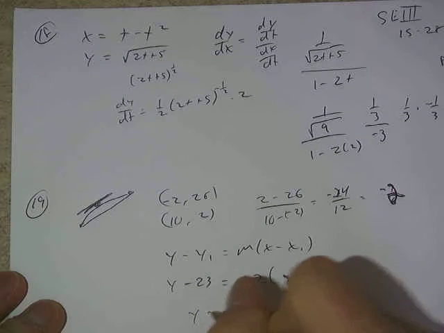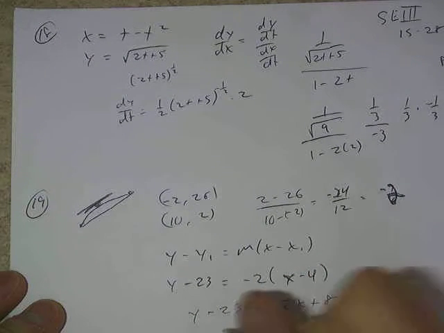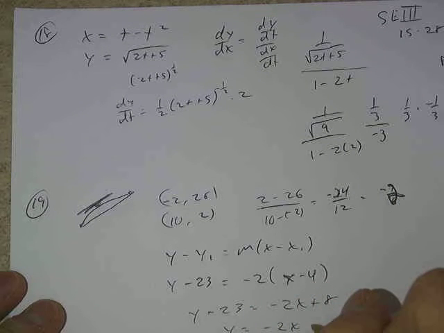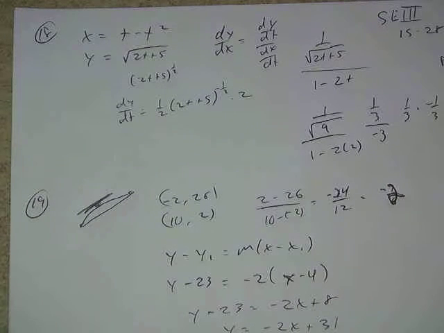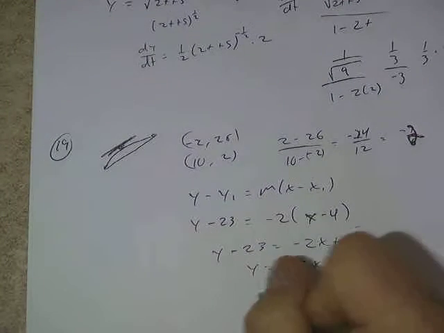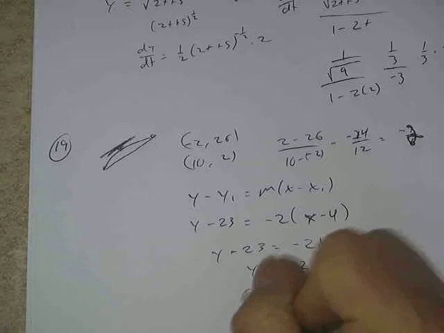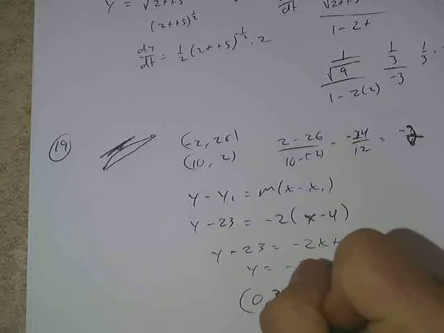And so with that, we'd have y minus 23 equals negative 2 times (x minus 4), so y minus 23 equals negative 2x plus 8. We add 23, and get y equals negative 2x plus 31. And ultimately the question was where this tangent line intersects the y-axis. So we're looking for the y-intercept, so it would be (0, 31), which corresponds with letter C that I just wrote. So (0, 31) would be letter C.